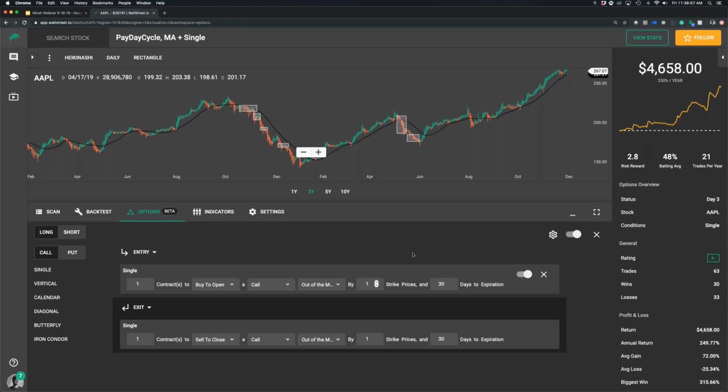So in this strategy backtester, what we can do is adjust how many contracts we're buying, whether we're buying to open or selling to open, whether we're trading calls or puts, out of the money, at the money, or in the money by X amount of strike prices, and 30 days to expiration is what's default, but you can change this to 5 days, 20 days, 90 days, whatever you want.